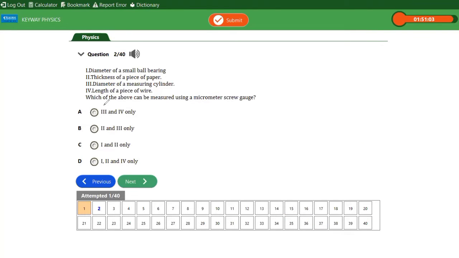So the next question says: the diameter of a small ball bearing, thickness of a piece of paper, Roman figure 3, diameter of a measuring cylinder, 4, length of a piece of wire. Which of the above can be measured using a micrometer screw gauge? So the correct option here is Roman figure 1 and Roman figure 2. We use a micrometer screw gauge to measure the diameter of a ball bearing and the thickness of a piece of paper. So next question.